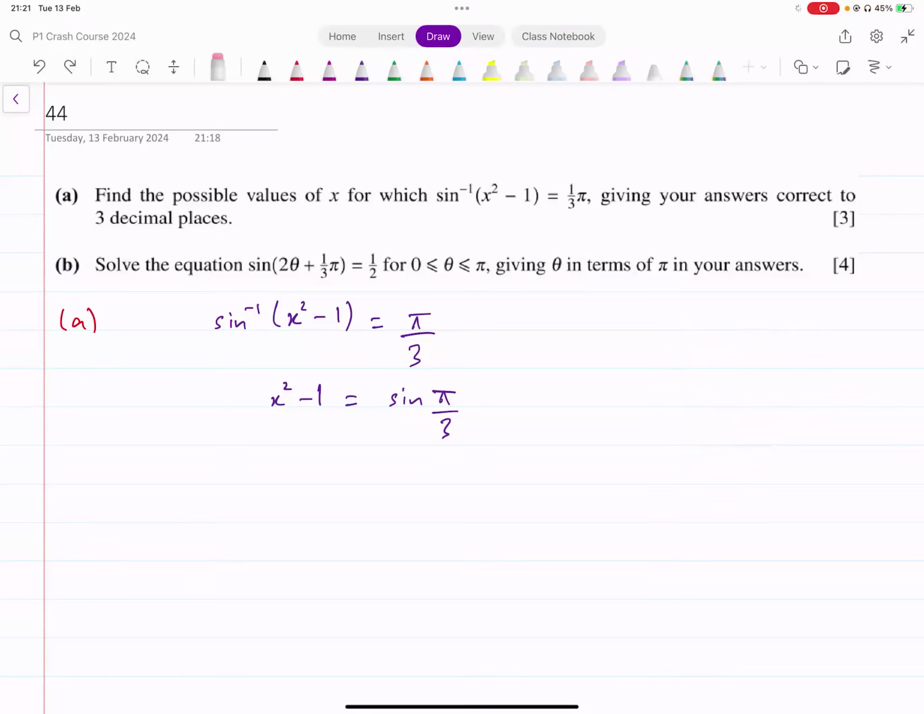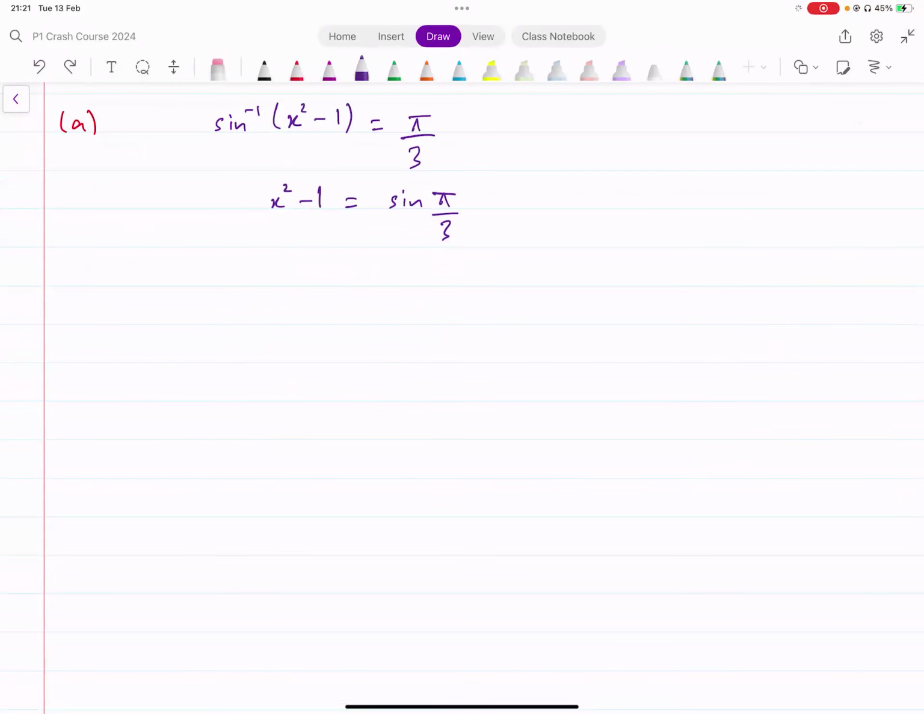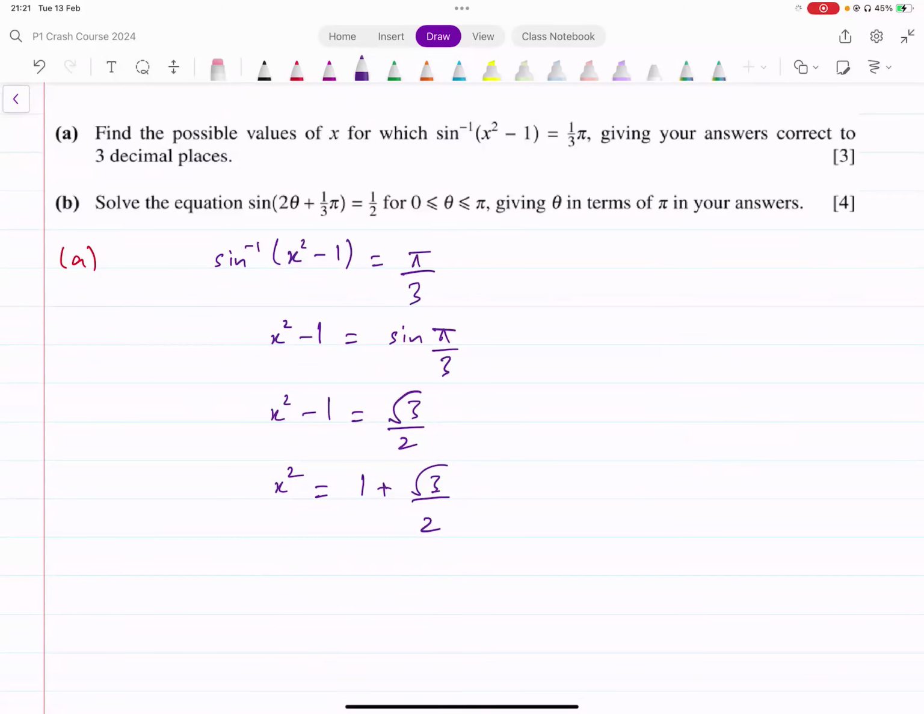Since we have x on the left side here, we can't find this one on our calculator. On the right side, we just have a constant. So we can just take sine inverse to the other side to make it sine. Now, what is sine pi over 3? You can do that on your calculator. Sine pi over 3 is going to give you under root 3 over 2. Now take 1 to the other side. That gives you 1 plus under root 3 over 2. That will give you some value in decimals. You don't want an exact answer. They're asking for answers correct to 3 decimal places. Now, since they've specified that they want answers in 3 decimal places, that means you have to write your answer in decimals. And that has to be correct to 3 decimal places.